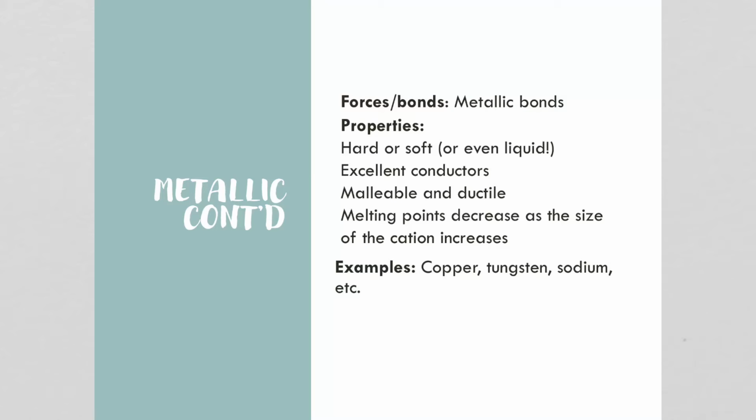The properties of metallic solids are, they can be either hard or soft or even liquid. If you think about mercury, and then the alkali metals are quite soft, and then other metals are quite hard. They're excellent conductors. Metals are malleable and ductile. These are all properties we already know about metals. The melting points decrease as the size of the cation increases. So the positive ion, if it's a large ion, then the melting point will be lower. Some examples of metals would be copper, tungsten, sodium, and so on.